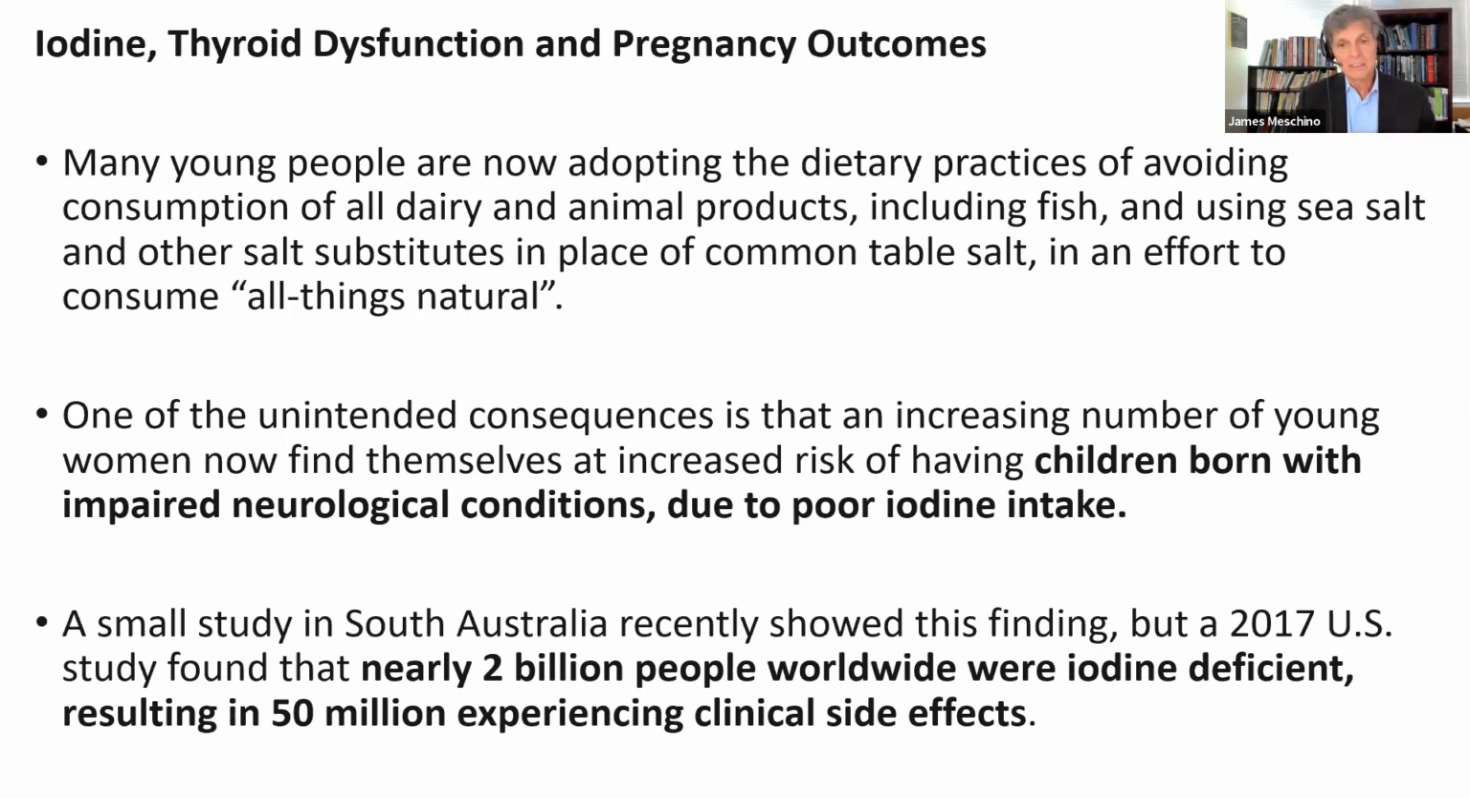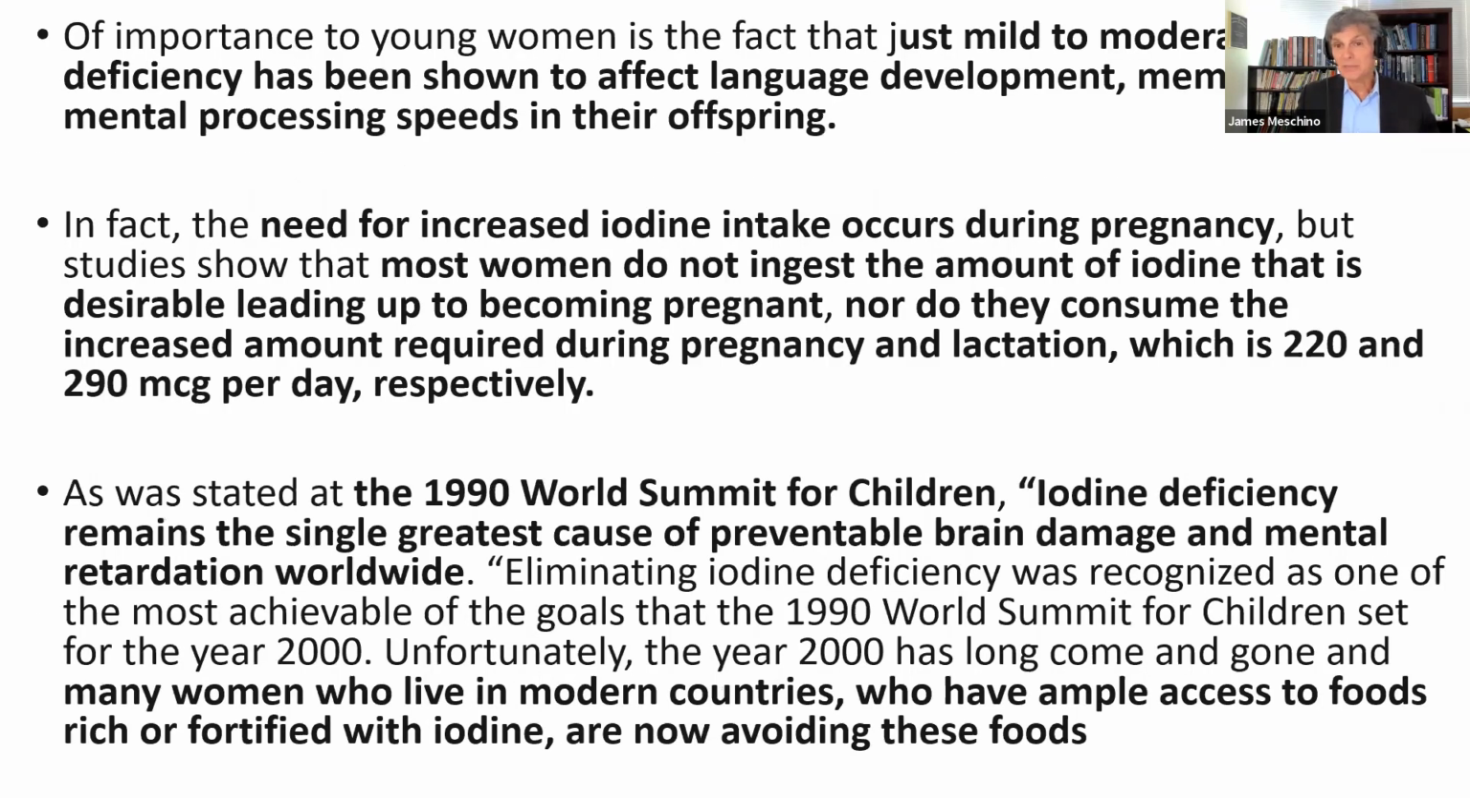One of the unintended consequences is that an increasing number of young women now find themselves at increased risk for having children born with impaired neurological conditions due to poor iodine intake. A small study in South Australia recently showed this finding, but in 2017, a US study found that nearly 2 billion people worldwide were iodine deficient, resulting in 50 million experiencing clinical symptoms of iodine deficiency. Of importance to young women is the fact that just mild to moderate iodine deficiency has been shown to affect language development, memory, and mental processing speeds in their offspring.